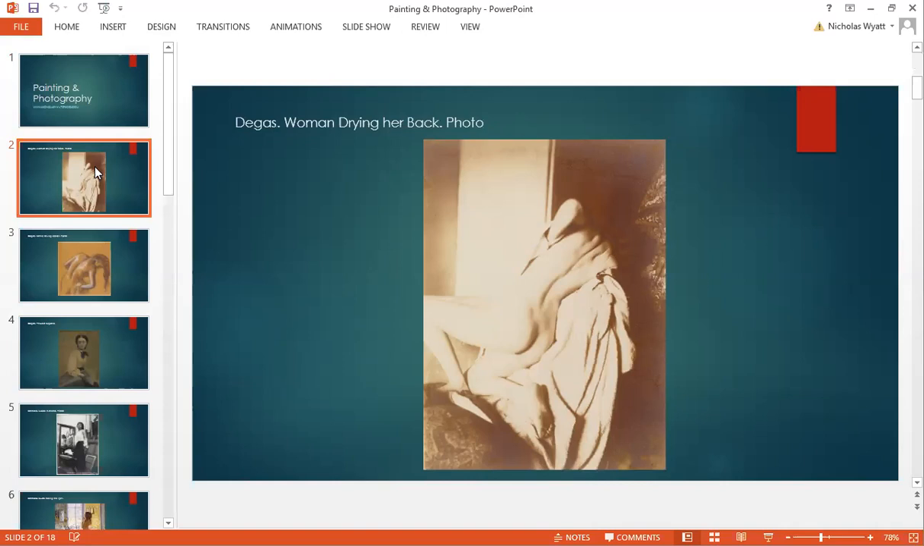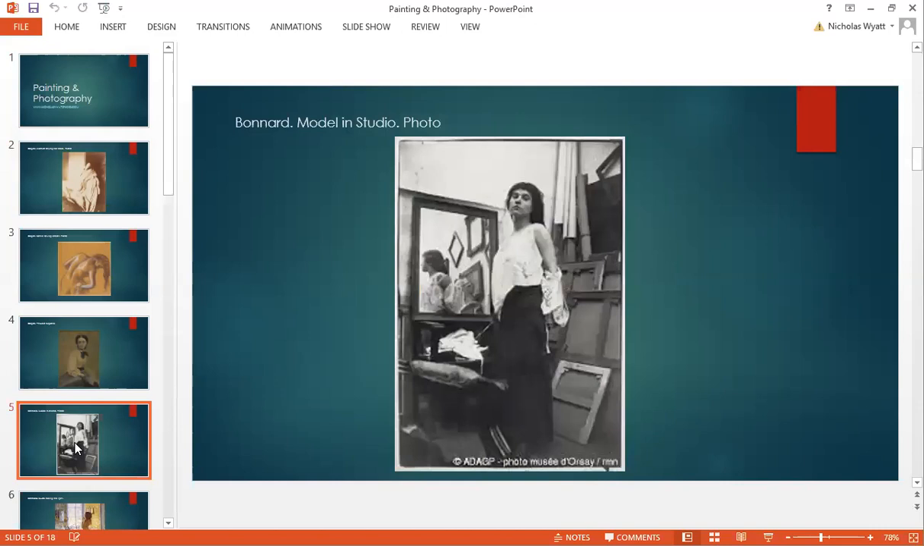In the late 19th century, artists like Edgar Degas used photography, slide 2, to act as an aide-mémoire in the creation of their paintings and pastel works. Pierre Bonnard was a keen photographer and used many of his photographs to provide a jumping-off point that would assist him in the composition of his paintings.